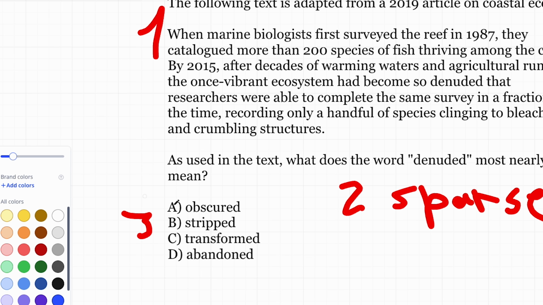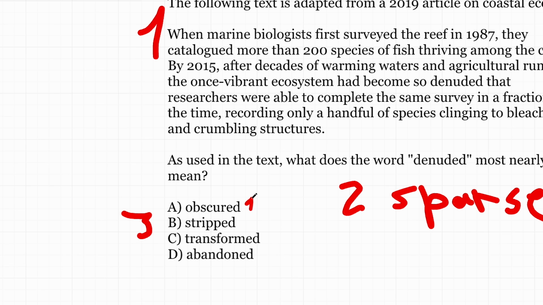So obscured, okay, I do know what that means, but there's a very low likelihood of that being right, because obscured means pretty much the exact opposite. That would indicate that there's so many animals that you don't even know what's going on anymore. And also, in case you didn't know, obscured kind of means obstruct, that kind of stuff. But yeah, regardless.